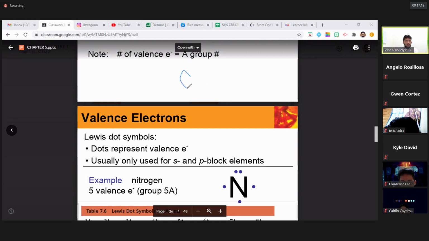Okay, chlorine. Write chlorine as Cl, right? Chlorine is in group 7, so we have 7 valence electrons. Now, how are you going to represent it using the Lewis dot symbols? Use dots: 1, 2, 3, 4, 5, 6. The seventh can go on the other side. Oh, this is already 6. The seventh can go here or here. Basta, when it goes past 4, complete every corner.